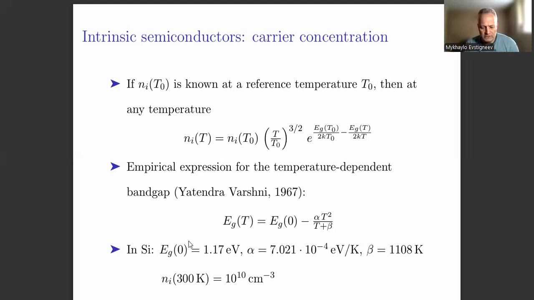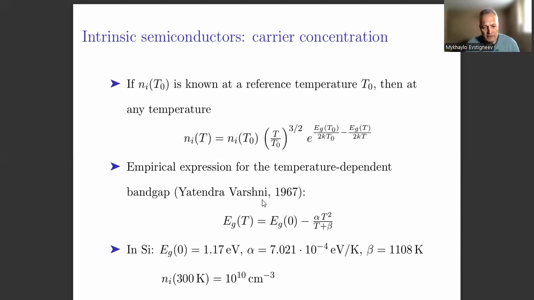So here are the parameter values for silicon. We see that at absolute zero temperature, the band gap is 1.17 electron volts. And if you plug in all the numbers, you will find that at room temperature, 300 kelvins, the band gap is smaller, and it has the value of 1.12 electron volts. So increasing the temperature by as much as 300 kelvins, the band gap changes by something like 4%, less than 5%.